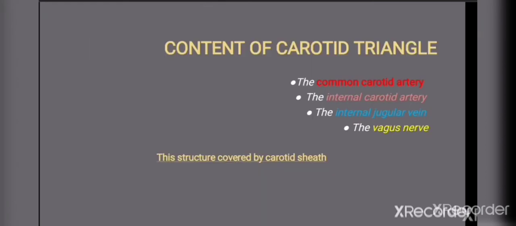Then the contents of the carotid triangle. The major contents of this triangle are the common carotid artery and its branches, that is the internal carotid artery, then the internal jugular vein and the vagus nerve. These structures are enclosed within a sheath known as the carotid sheath.